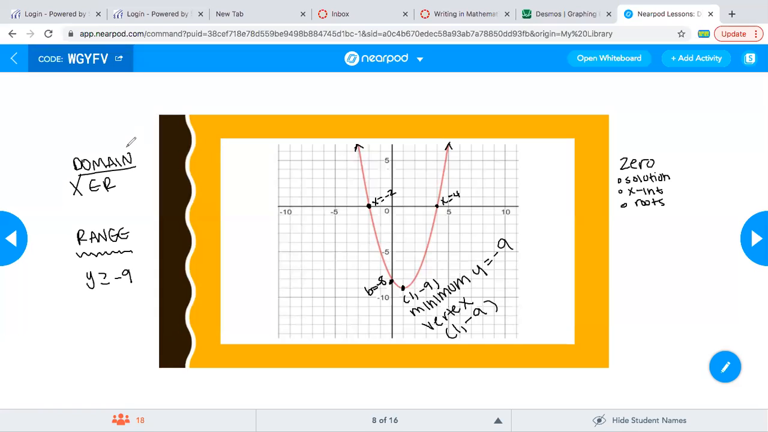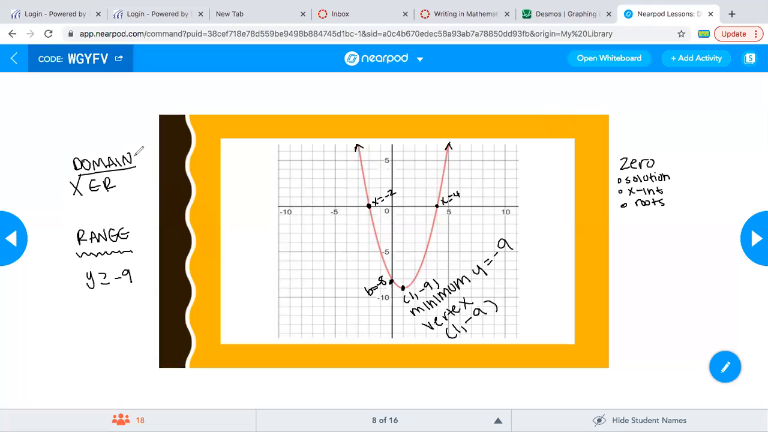Everyone feel good about domain? Yes. Range? No, I have a question. Yes. So we're looking for the x-intercept. Why are we calling it beyond x? If we're calling it what, baby? We're looking for the x-intercept, right? So why is it on the? No, this is domain. Let's go back to domain. We're not looking for the x-intercept.